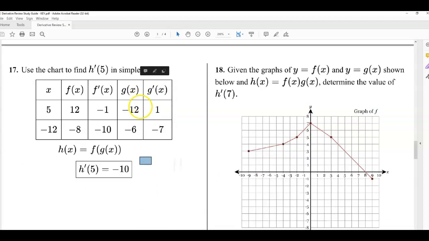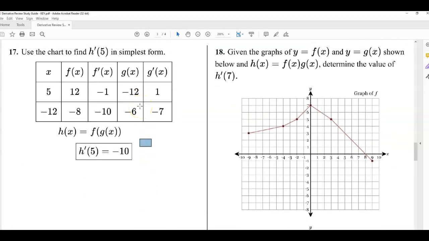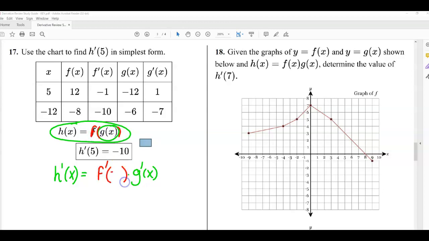Number 17. Use the chart to find h prime of 5 in simplest form. So h is a composite function, which means we have to do the chain rule. We're going to do the derivative of the inside multiplied by the derivative of the outside. Next, we're going to plug in the number they give us, which is 5.